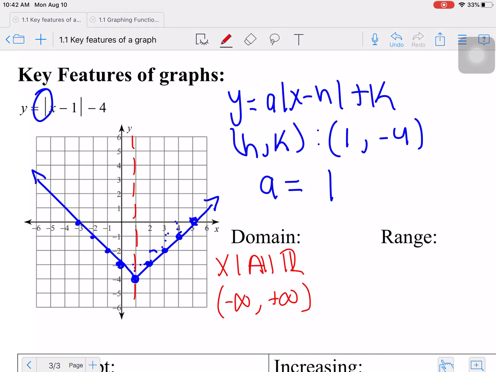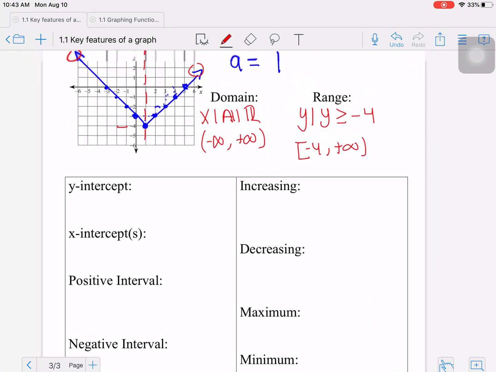My range, as you can see, stops at negative 4 from the bottom, and as it goes up, it never stops, because again, those arrows just mean that it goes up forever and ever. So my range is going to be, I want values that are negative 4 and up, so y has to be greater than or equal to negative 4, and I can write that in interval notation as negative 4 comma positive infinity. Remember, there's a parenthesis for infinity. Cool. Now the rest of them.